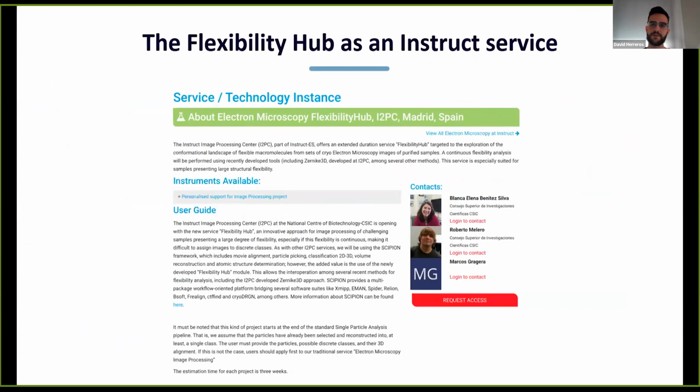But up to here, I have been talking about Flexibility Hub as a section in Scipion, providing you software, tools, and ways to do workflows, but we are also offering it as an extra service. The idea is that you can send us your particles, your information that you have extracted from your analysis with Scipion or any other software, and we will do this kind of flexibility analysis, trying to extract as much information as possible. All the information about the service is on the Instruct webpage, and you have here all my colleagues that are mostly working on this new Flexibility Hub service, like Blanca, Roberto, and Marcos.